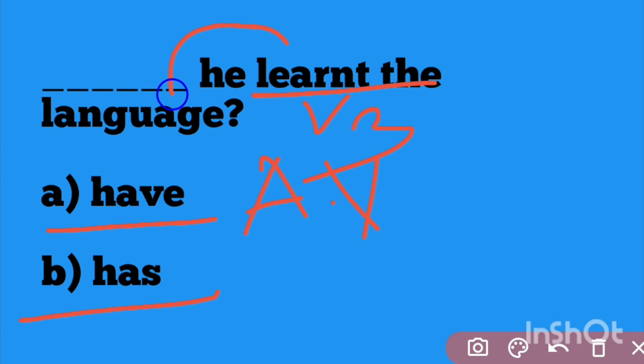Friends, here you can see the subject is he, and he is the third person singular number, so obviously the answer will be has, because has is the singular verb. Here the subject is singular, so we have to use the singular verb. So, has he learned the language? This is the correct answer.